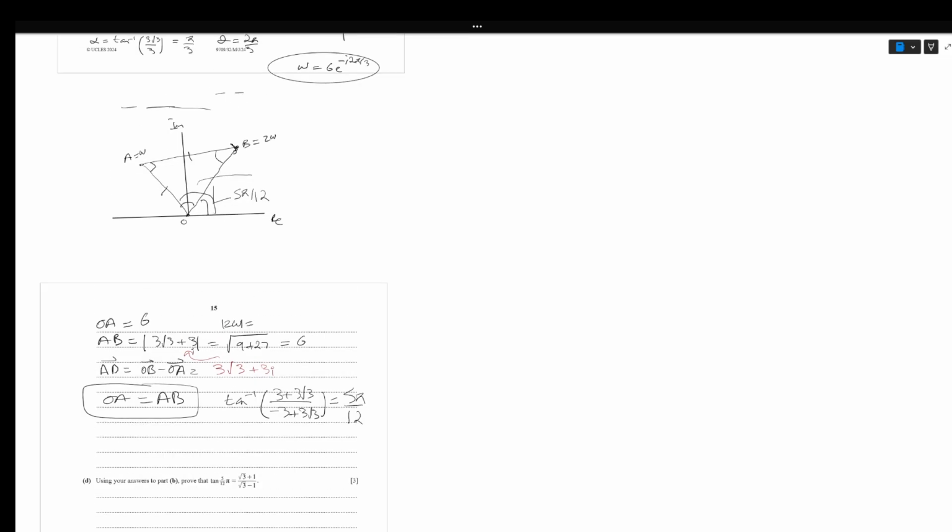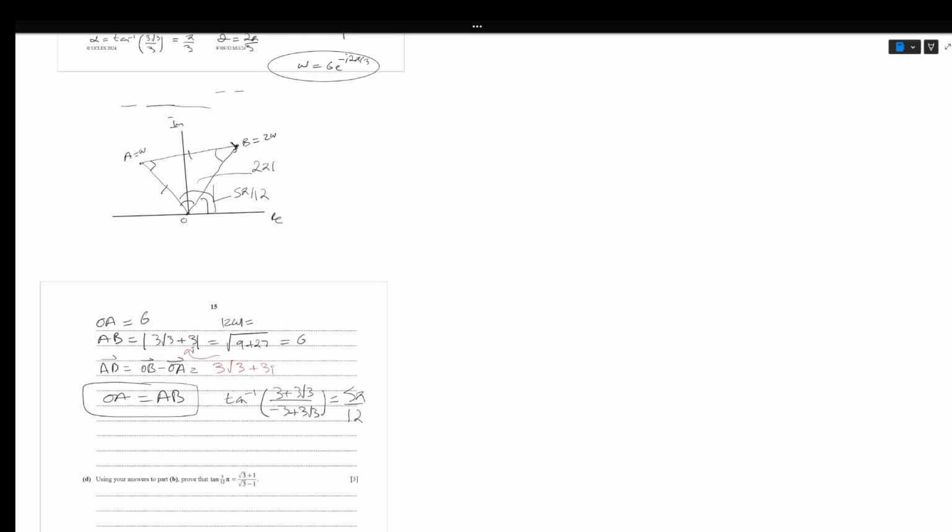argument, which is 2 pi by 3. So this angle is 2 pi by 3 minus 5 pi by 12, which is pi by 4. So this is pi by 4, and this is then pi minus pi by 4 minus pi by 4, which is pi by 2. This is what we were looking for.